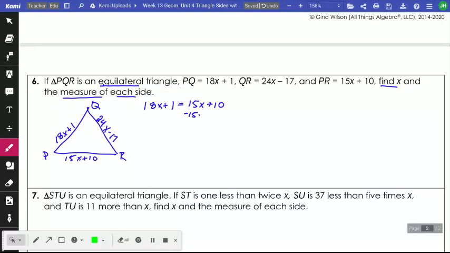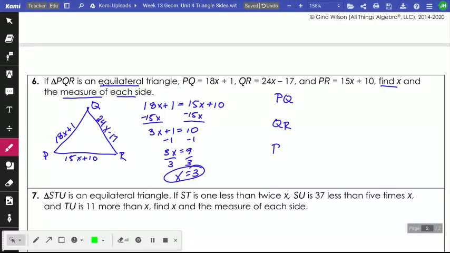I will try to get my x's together. So I'll subtract my 15x from both sides so that I have 3x plus 1 equals 10. I'll subtract 1 from both sides so that I have 3x equals 9. And I'll divide both sides by 3 so that I get x is 3. So there's my x.